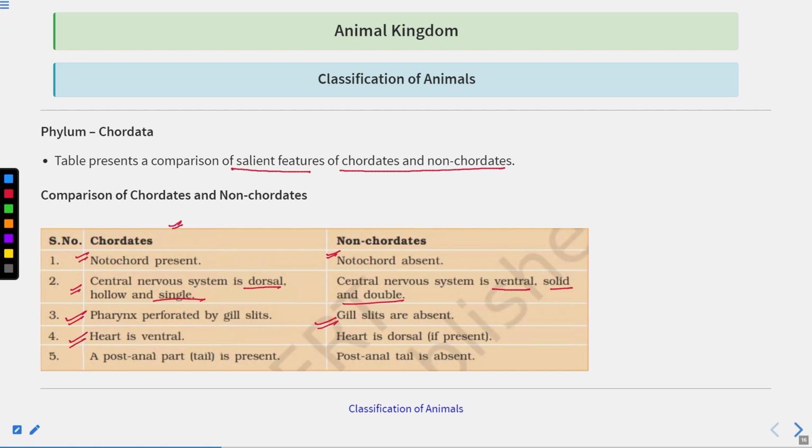Heart is ventral in position. Heart is dorsal if present. So we have seen the presence of heart in the case of annelidans. So they are having it dorsal in position. Post anal tail is present. Post anal tail is absent. So these are some of the unique differences between the chordates and non-chordates.